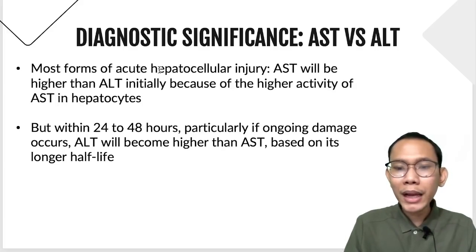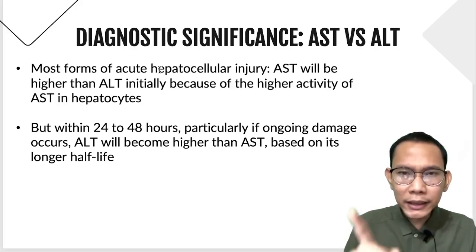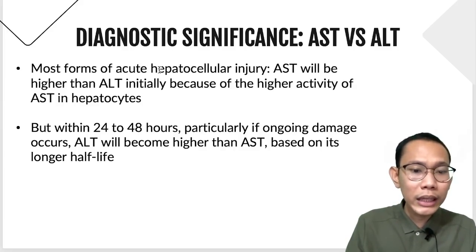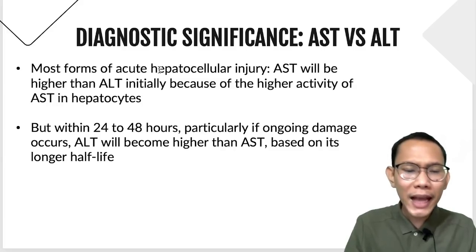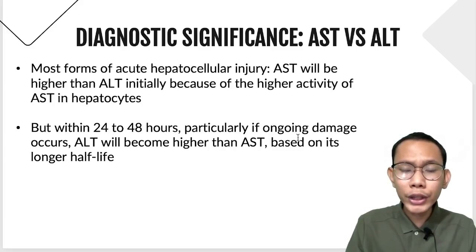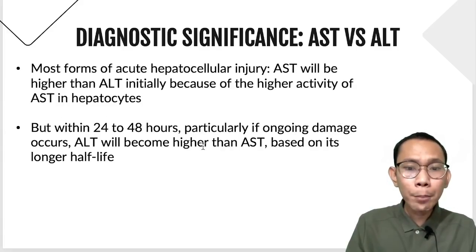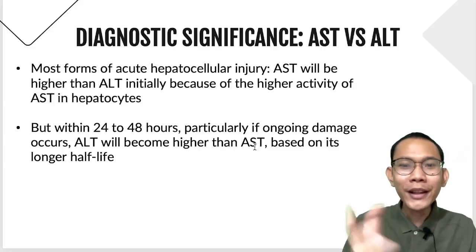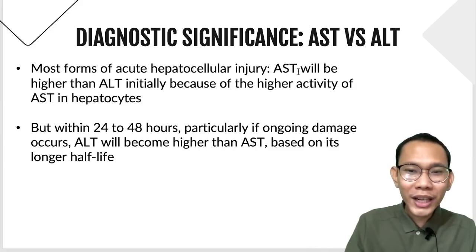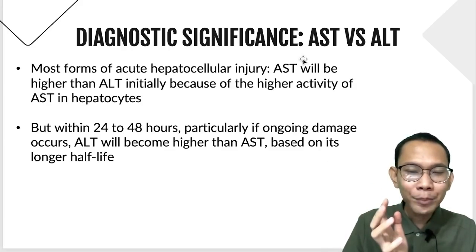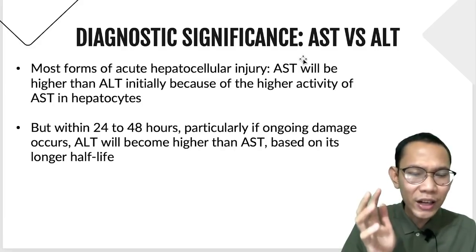Your ALT naman is also presently high naman sa ating hepatocyte, similar with your AST, but the level is only 3,000 times of your plasma. So, mas mataas pa rin yung ating AST. But within 24 to 48 hours, particularly if there is an ongoing damage, your ALT now becomes higher than that of your AST based on its longer half-life. So, nababaliktad na, nag-change na, no? Initially, AST, kasi nga, mas mataas ang value ng ating AST, specifically your cytoplasmic AST, 7,000 times, and your ALT is 3,000 times lang eh.